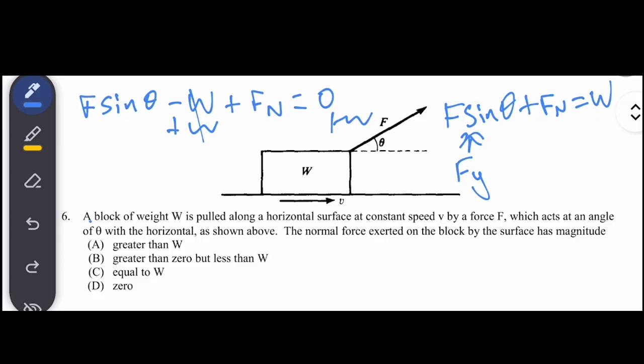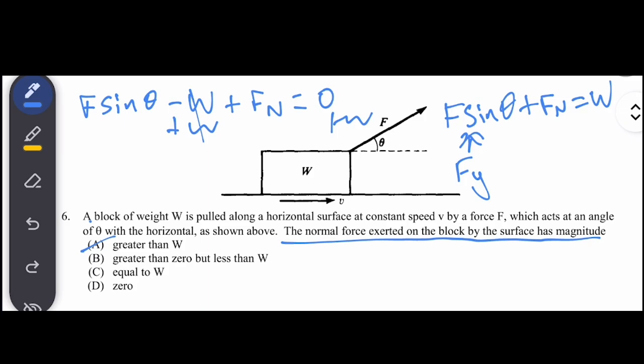And if we know that already, that the force normal is smaller than the weight force, we can already go ahead and cross out choice A, where it says it is greater than W. Because the question is asking us the normal force exerted on the block by the surface has a magnitude, and we know it can't be greater than W because these both add up to W. So now we have to check if it is greater than 0 or less than 0.